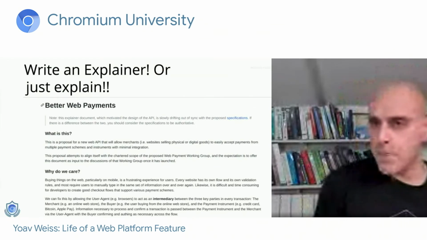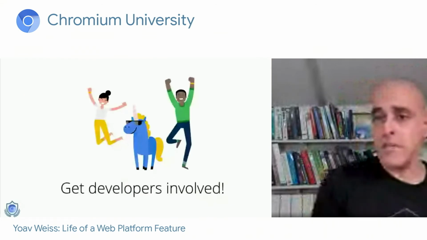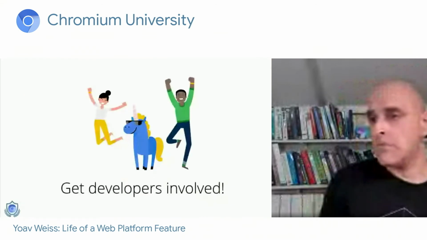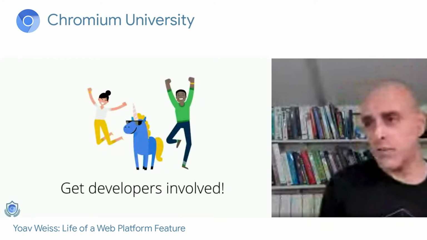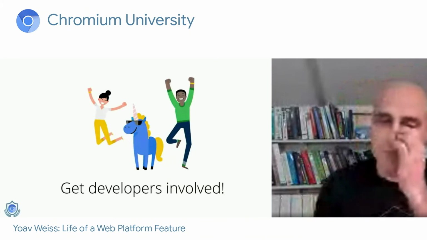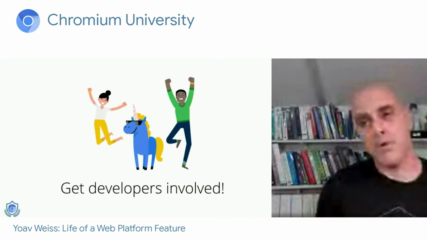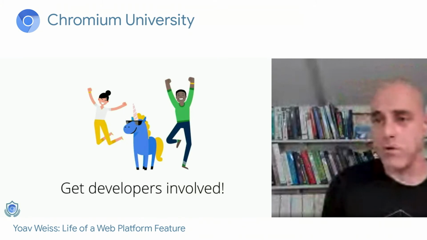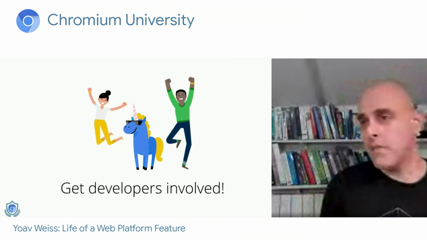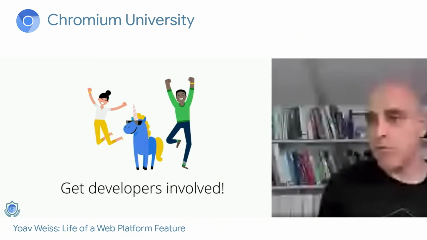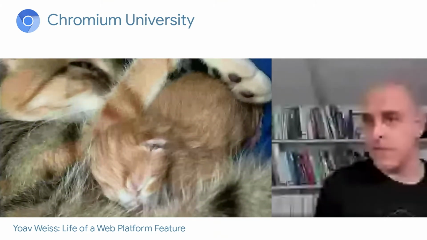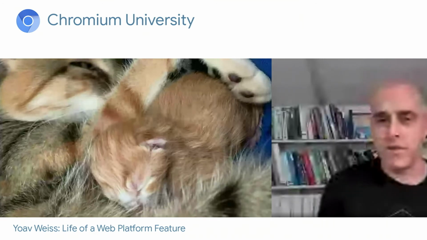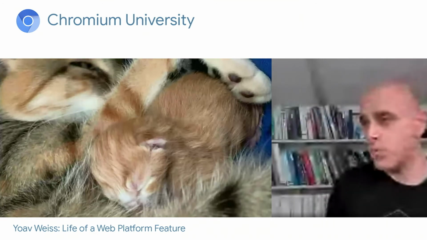One more thing at this stage is to get developers involved. Opening up the process early is a way to get different viewpoints than your own on the problems you're trying to solve. And we are, after all, building the platform for the entire web, not just for ourselves. In terms of maturity, this stage of the feature idea is somewhat like a newborn kitten. It's hard to tell exactly what it will look like as it matures, and it needs a lot of care and attention.